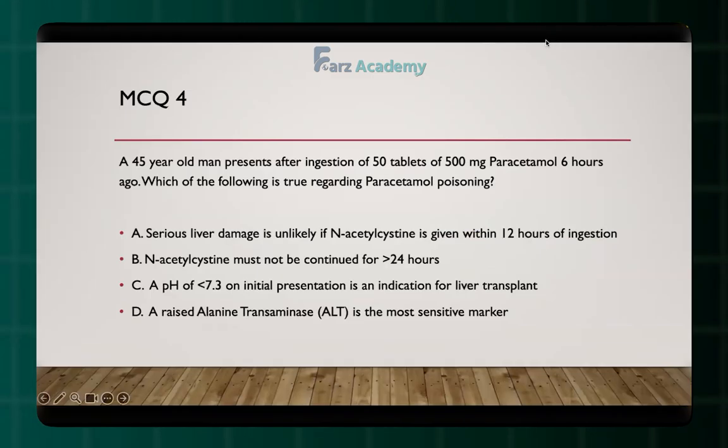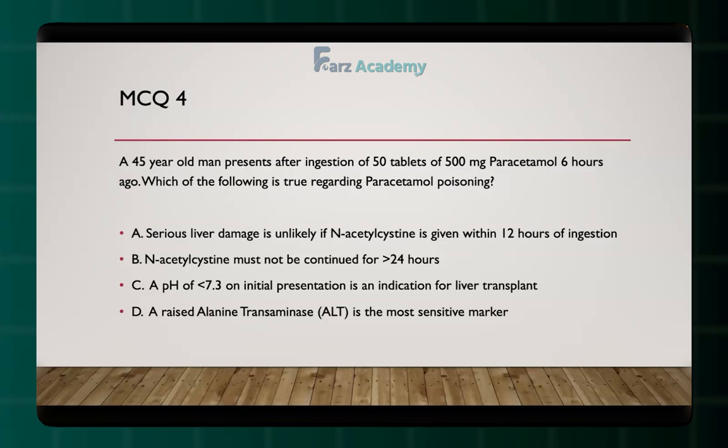Right, so a 45-year-old man presents after ingestion of 50 tablets of 500 milligram paracetamol 6 hours ago. Which of the following is true regarding paracetamol poisoning? Serious liver damage is unlikely if N-acetylcysteine is given within 12 hours of ingestion. N-acetylcysteine must not be continued for greater than 24 hours. A pH of less than 7.3 on initial presentation is an indication for liver transplant. A raised ALT is the most sensitive marker.